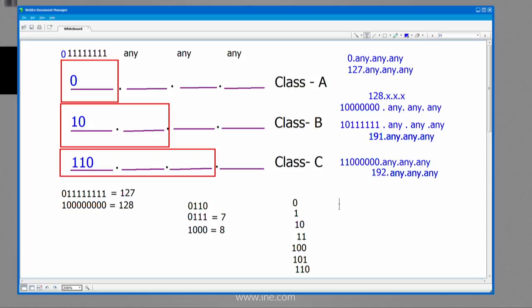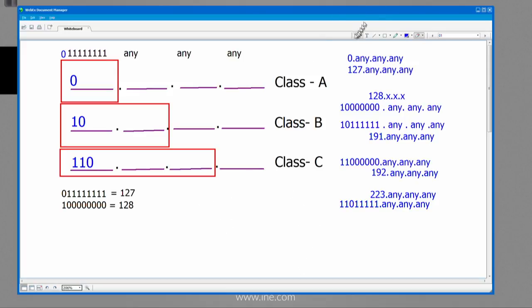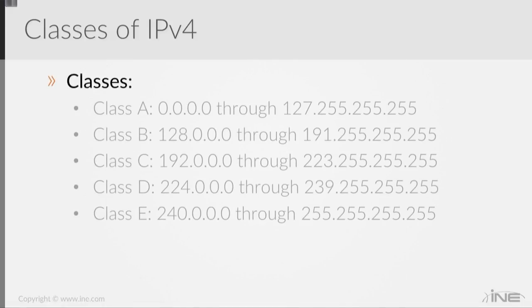And what's the largest number we could come up with? Sticking with 110 as our pattern, 1, 2, 3, 4, 5, dot any, dot any, dot any. Well, that's kind of a hard number to add up. What's the next number in the binary pattern? The next highest number would be that, and that number is 224. So therefore, this right here is 223 dot anything dot anything dot anything. So these are the ranges of class A, B, and C addresses.